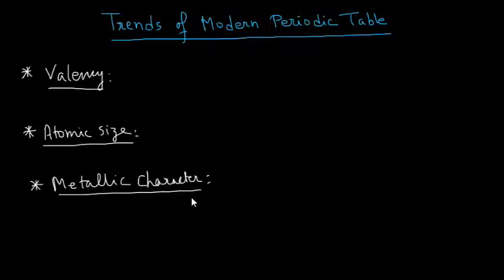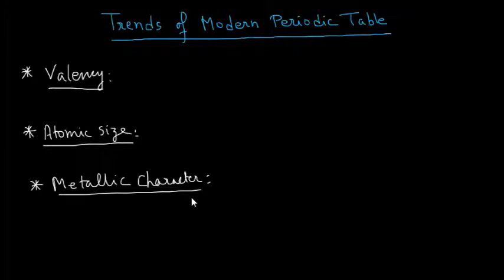Metallic character increases as we go top to bottom of a group, as the effective nuclear charge decreases, because the size of the atom increases. So the distance between the nucleus and the valence electron increases as we move down the group. Therefore losing characteristic of electron increases, and metallic character increases.